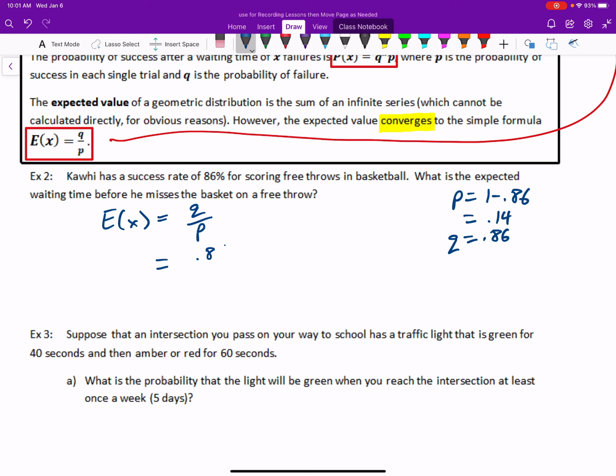So 0.86 divided by 0.14 equals 6.14. We would expect him to sink about 6 baskets before missing one.